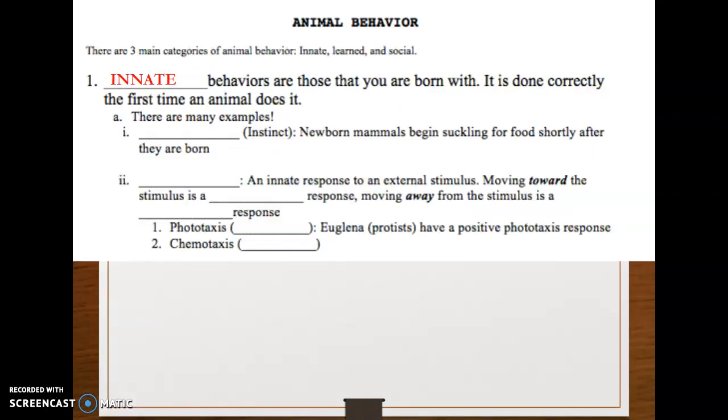Again, innate behaviors are those that you are born with. You don't have to learn it, this is just something you're born with. For example, you, as a mammal, and other mammals, will do this behavior called suckling, which is suckling for milk.